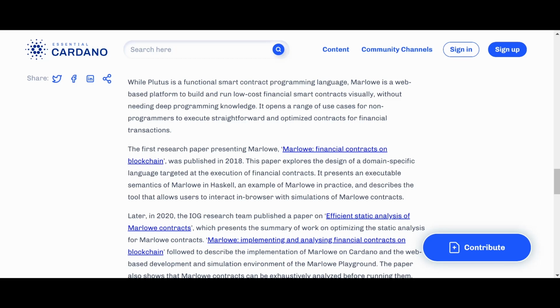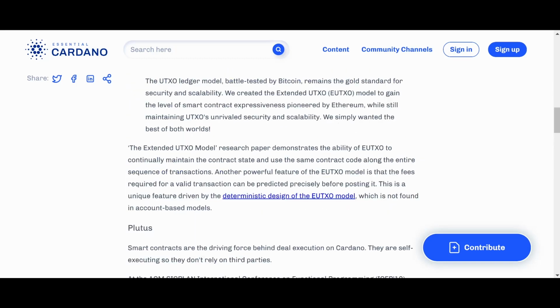The first research paper presenting Marlowe, Financial Contracts on the Blockchain, was published in 2018. This paper explores the design of a domain-specific language targeted at the execution of financial contracts. It presents the executable semantics of Marlowe in Haskell, an example of Marlowe in practice, and describes the tool that allows users to interact in browser with simulations of Marlowe contracts.